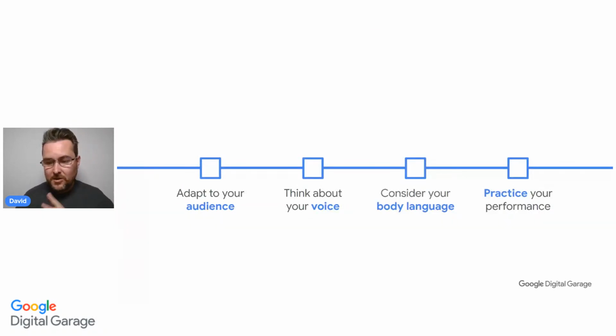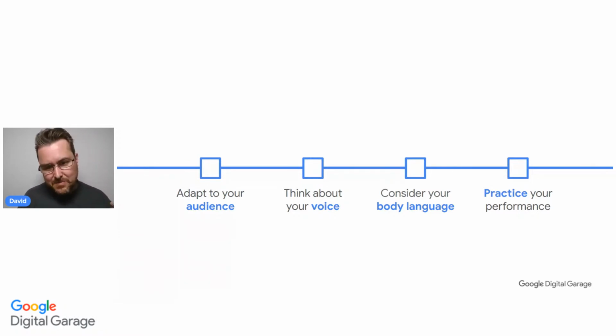So remember all of the main points together. Adapt to your audience. The same presentation shouldn't come across the same way if you've got a smaller audience or an audience from a different background. Think about your voice. Fast and slow, high and low. Vary that pitch, vary that volume. It keeps people engaged as long as it's relevant to what you're talking about. Consider your body language. Remember, open and direct is generally good.